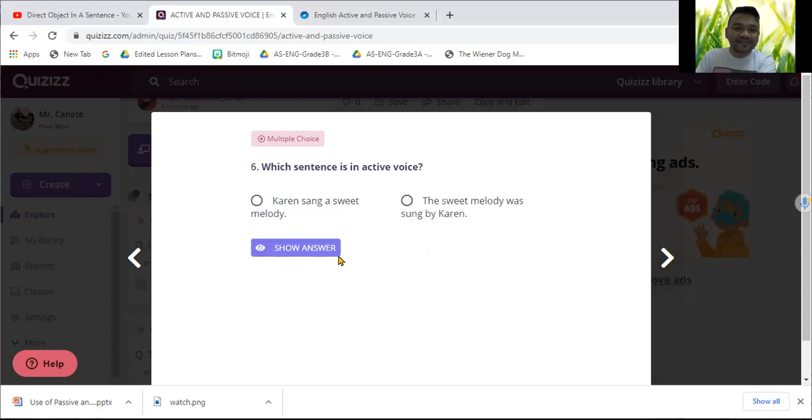Next one. Which sentence is an active voice? Karen sang a sweet melody, or the sweet melody was sung by Karen. Which one is active? Great job. Next. Which sentence is in passive voice? Sandy made the coffee, or the coffee was made by Sandy. Which one is passive? Great job. This is in passive voice.